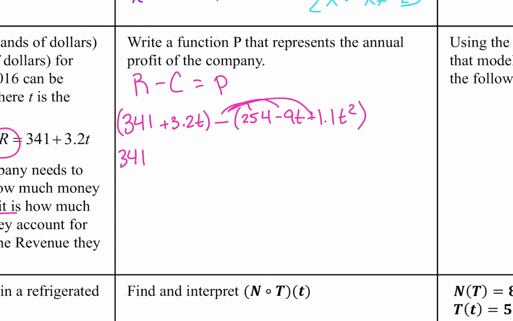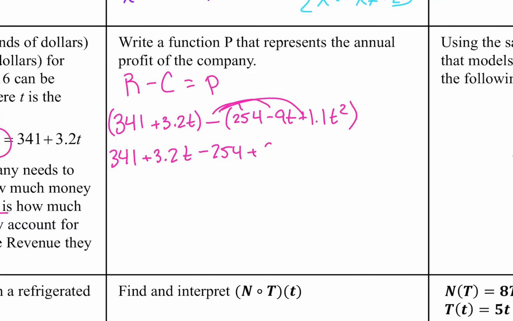So I've got 341 plus 3.2t minus 254. Negative times a negative is plus 9t. Nope, just a t. And then negative times 1.1t squared is negative 1.1t squared. And when I go and arrange this answer to get my final answer, we want to make sure we put some of the stuff where it goes.